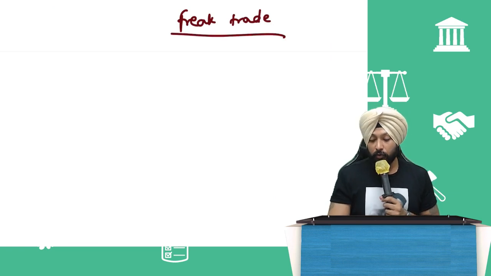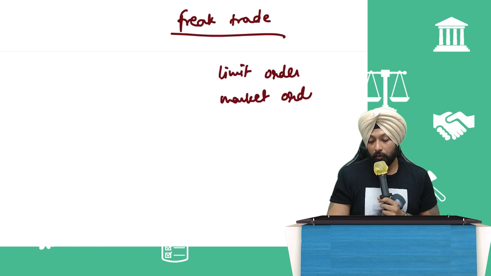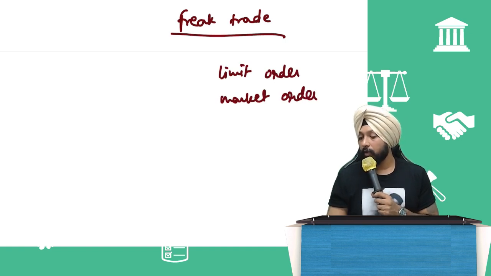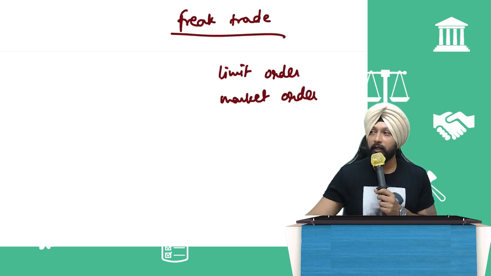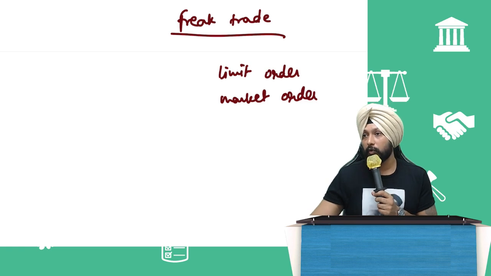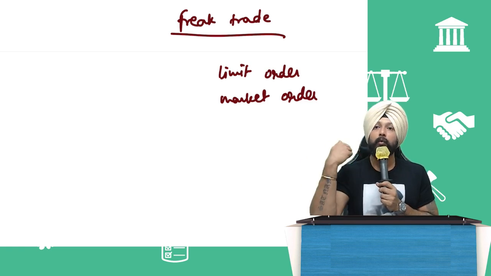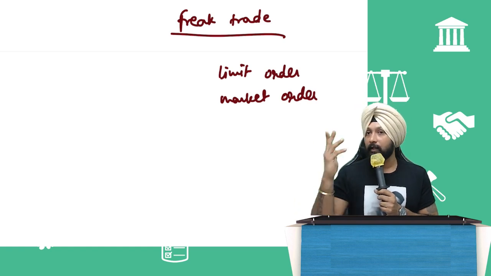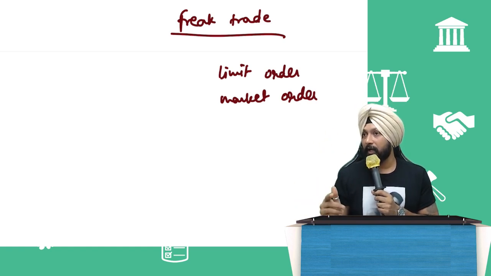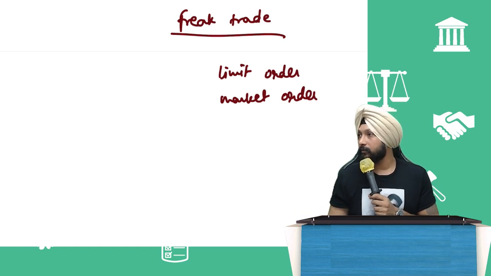Now, when you put orders, there are 2 types of orders you can put. One is called a limit order. One is called a market order. I keep requesting my clients all the time to put limit orders, but some of them will do what they want and put market orders. Market orders are those where you just say, whatever price the buyer is sitting at in the market, I'll sell. Whatever price the seller is sitting at, I will buy.